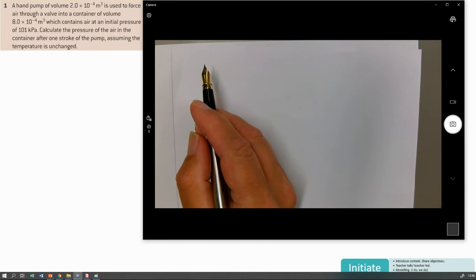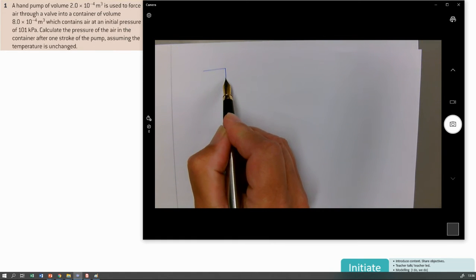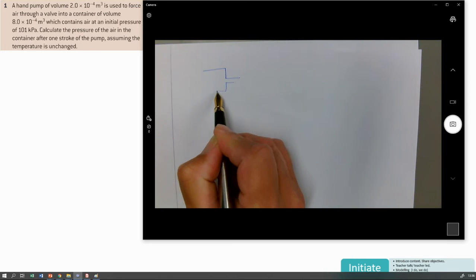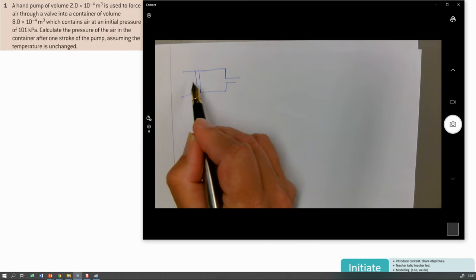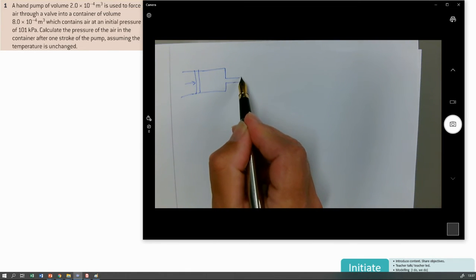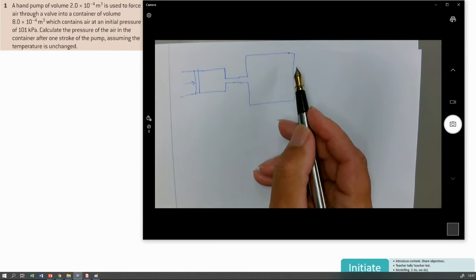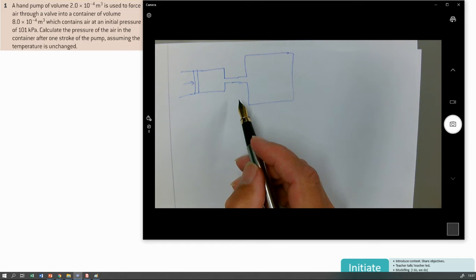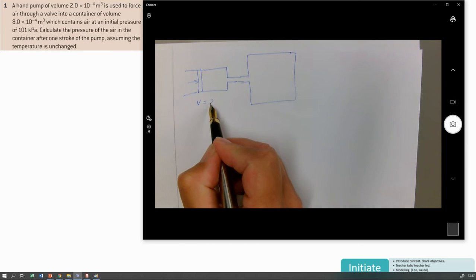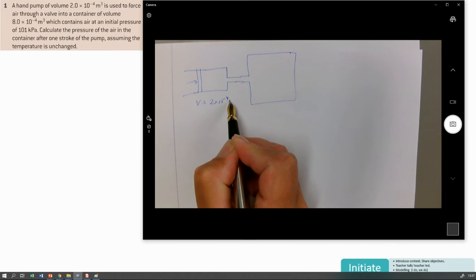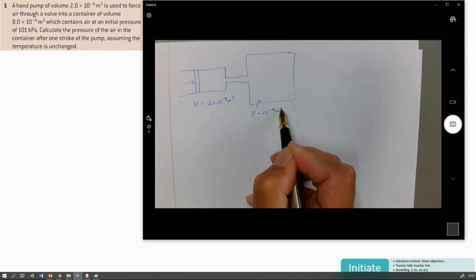Let's have a look. We've got a pump connected to a container. Now, basically a pump, I'm going to draw here. Here's a pump. It's basically a syringe, a pump, isn't it? And here you go. There's the air in there. We can push that. And this is connected to some sort of container that's obviously closed like that. Okay. Now, it tells us here that the hand pump has a volume of this many meters cubed, and this has a volume of, I believe it's 8 times 10 to the minus 4 meters cubed.